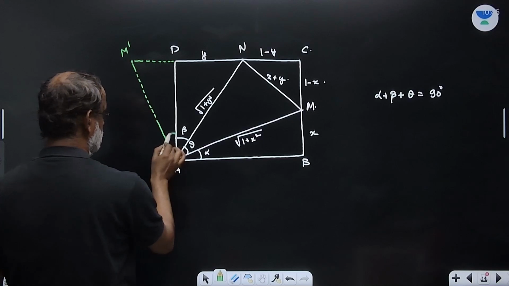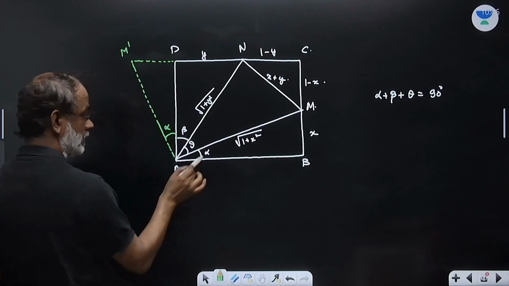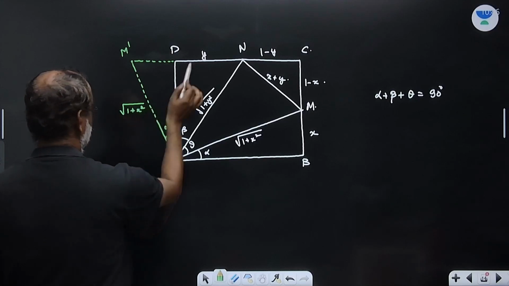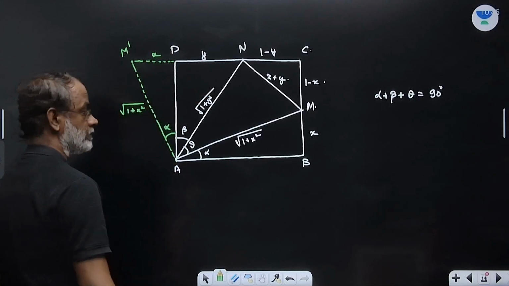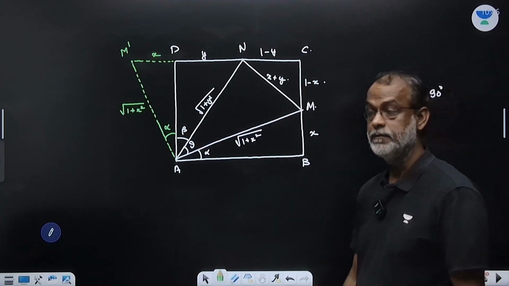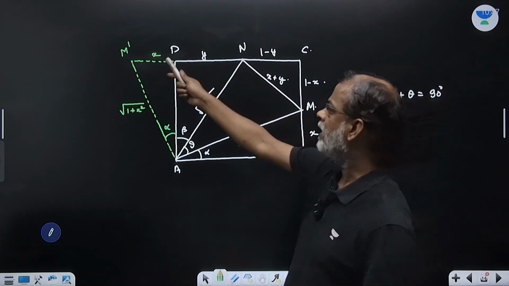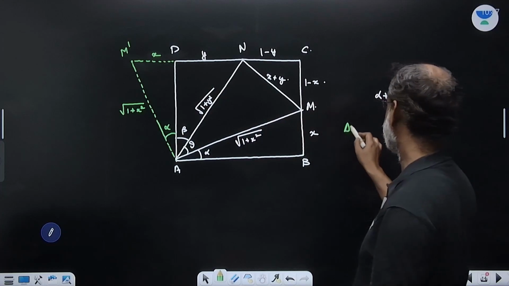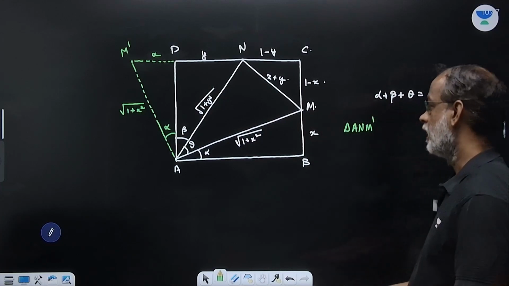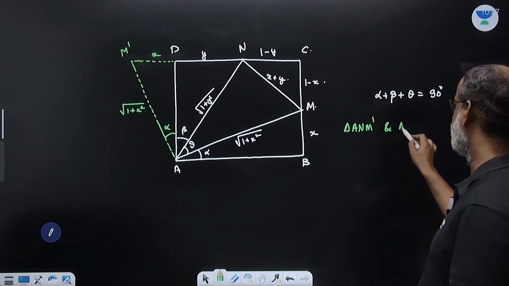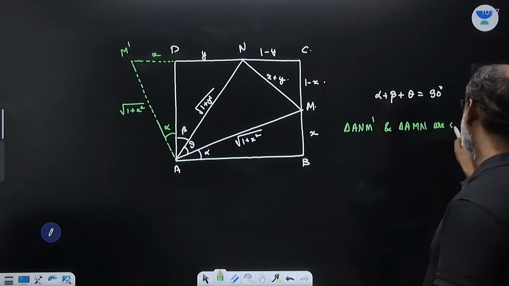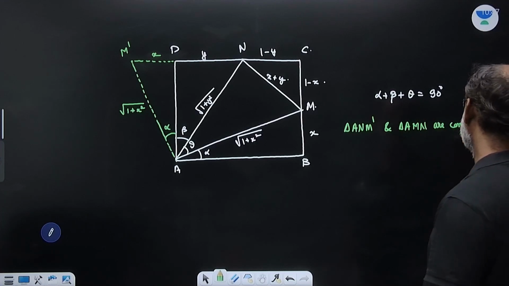and this is alpha. This is root 1 plus x square, this is root 1 plus x square. This is y, this is x. Okay. So, you can very easily see, what you can see? Triangle ANM dash and triangle AMN are congruent. You can see all their sides are equal.